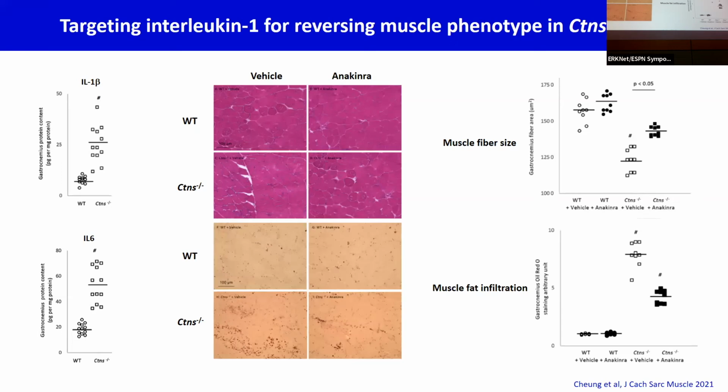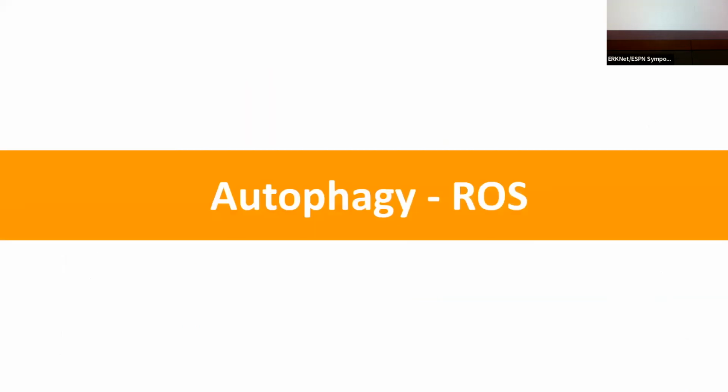So what he did was to treat mice around 1 year of age with anakinra. These mice had inflammation in their muscles. The muscle phenotype of cystinosis actually is not very strong in the mouse models that we have, in the rat model that we have, but at least you could see that they had increased production of IL-1 beta and IL-6, and by treating these animals with anakinra, the muscle fiber size was partially restored, as well as the infiltration with fat.